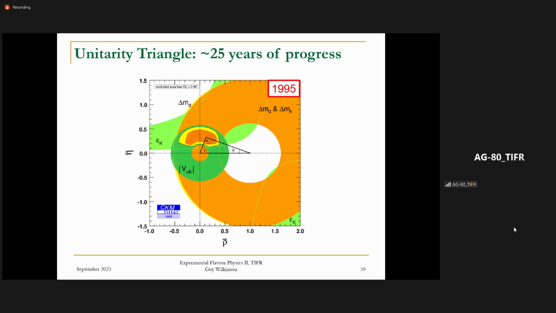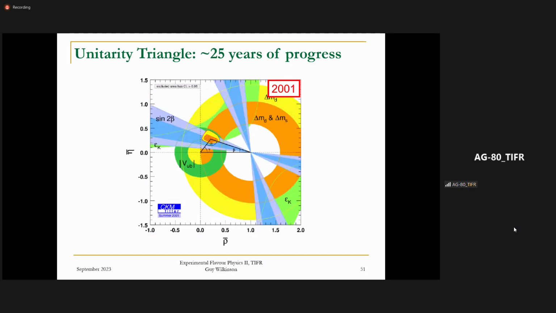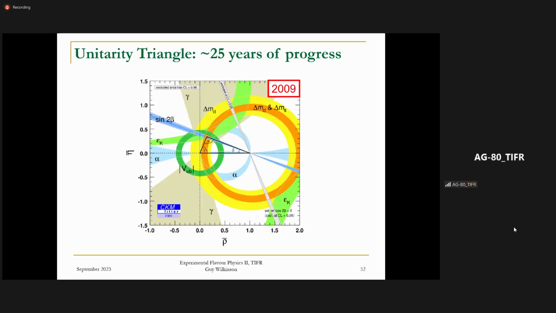LEP gave information on Vub to some degree. You get to the B factories in 2001, the first measurement of sin 2 beta. So you see this in blue here. Those early wiggle plots I showed you from BaBar and Belle were already telling us that it was lining up with pretty much where you expected the apex of this triangle to be. So that was already very exciting, but still rather crude.